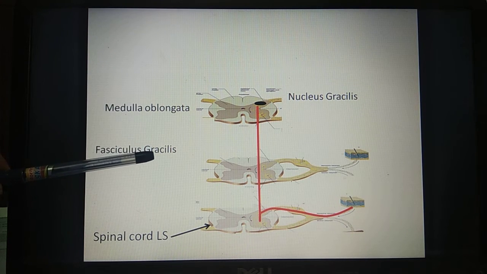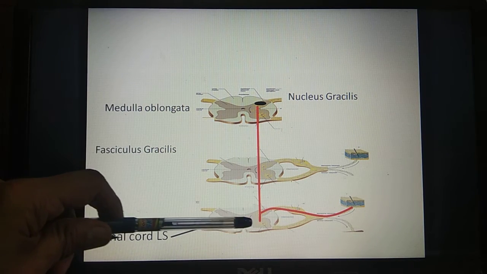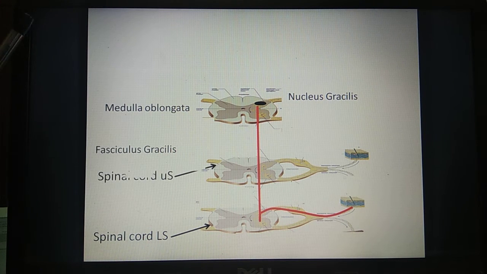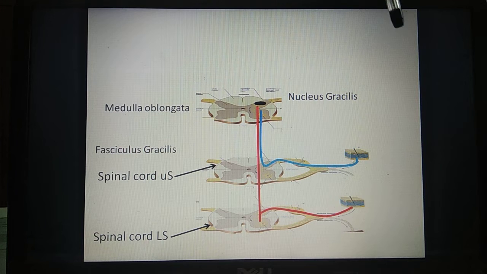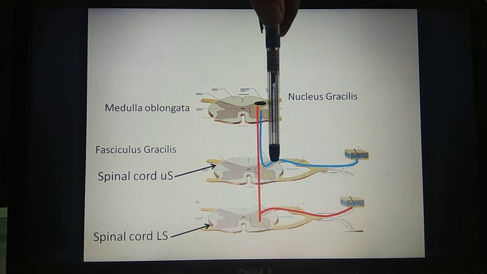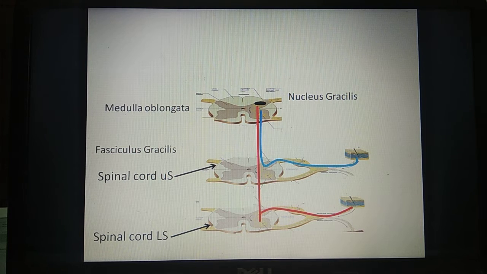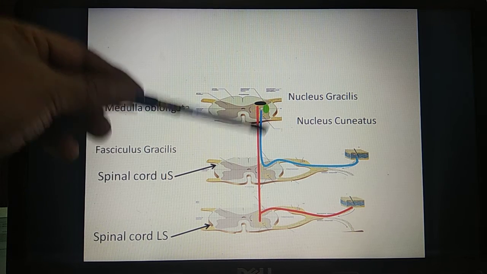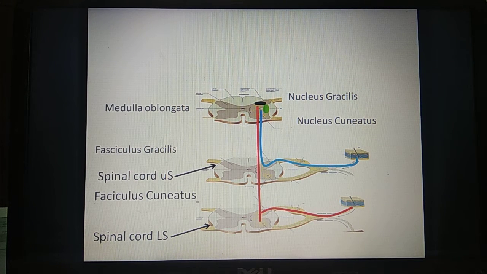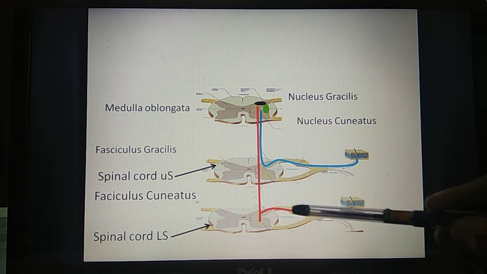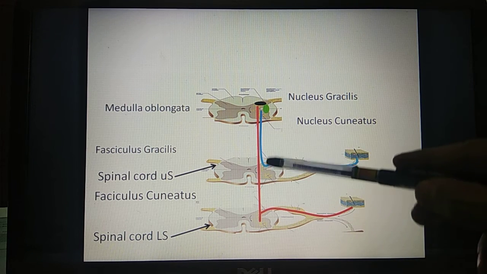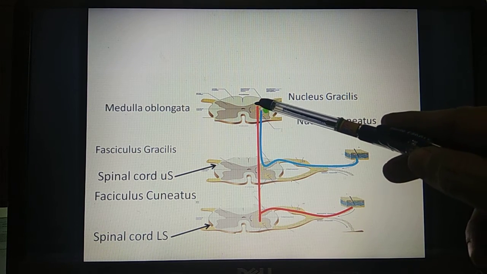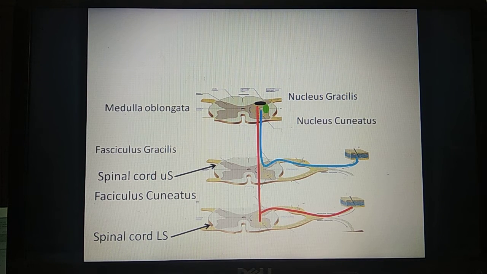And this is coming from the lower part of the body. You know the gracilis muscle, so it is the lower limb. So this is collecting information from the lower part of the body. Now similarly, in the upper part of the body, the same nerve is coming like this. Without synapse it is going up to one nucleus called the nucleus cuneatus. And this bundle is called the fasciculus cuneatus. Is it clear? So this tract arising from the skin, without crossing, going on the same side and without any synapse, going up to the medulla, where they are now synapsing with two nuclei, nucleus gracilis and nucleus cuneatus.